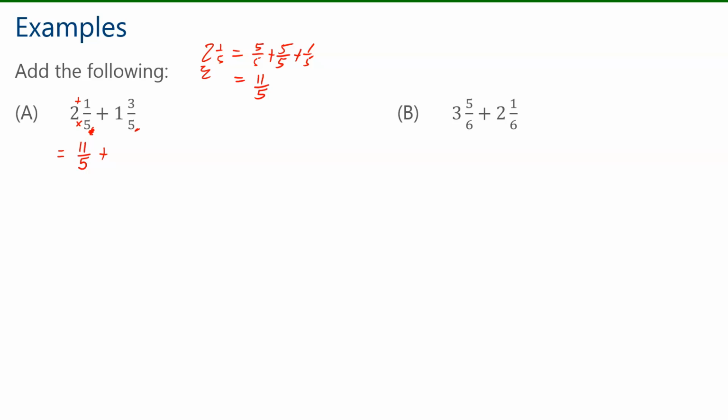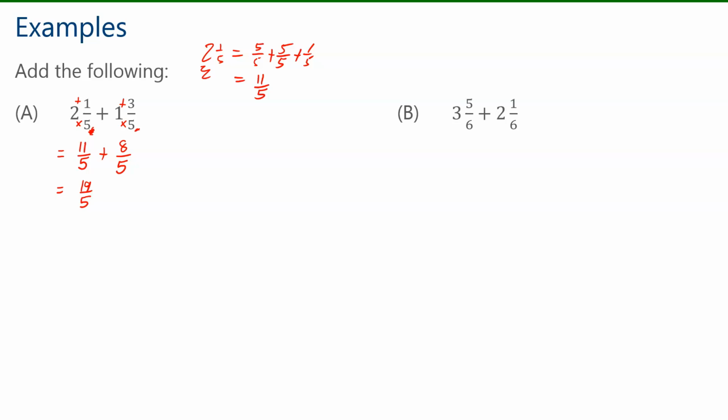Plus, start with the denominator 5, multiply by the whole number part 1, which gives us 5. Add on 3, we get 8 over our denominator, 5. We have a common denominator here, so I just put it down, and 11 plus 8 is 19. That's our improper fraction. We check to see if it's simplest form, and in this case, yep, 19 over 5 is indeed simplest form. But now we have to change it back to a mixed number.